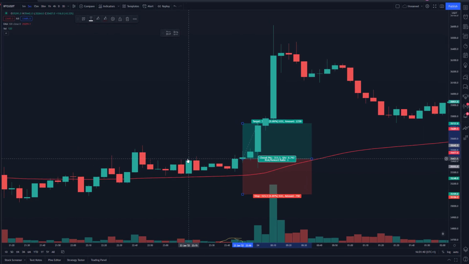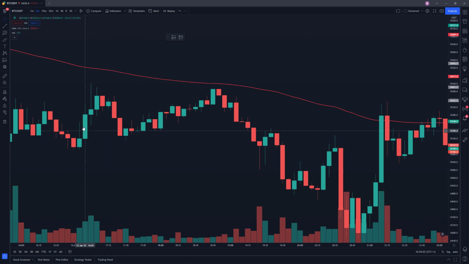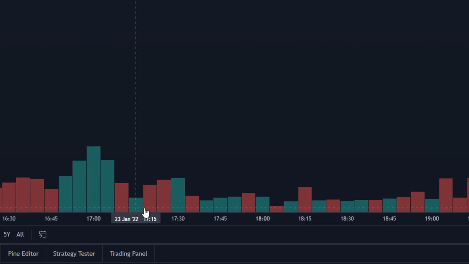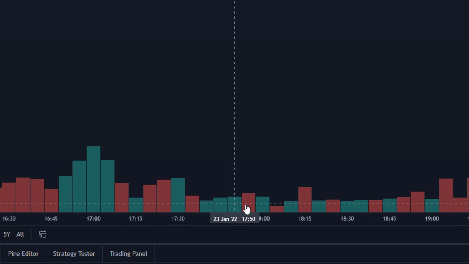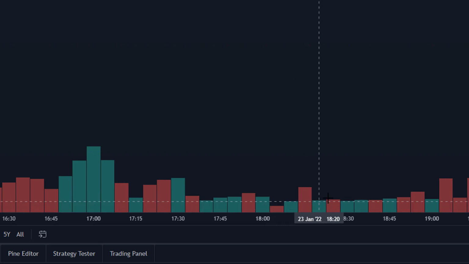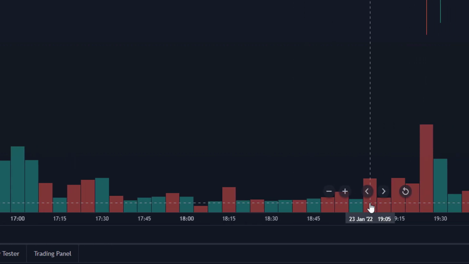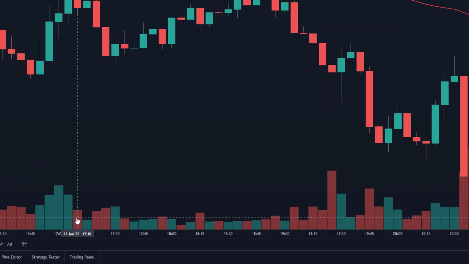Let me show you one. So right here we are in a downtrend. As you can see in the volume, you have a green bar here and a higher red bar after it. And that's where we are looking for. You have one here as well. You have one here as well. You have one here as well. But let's take the first one.